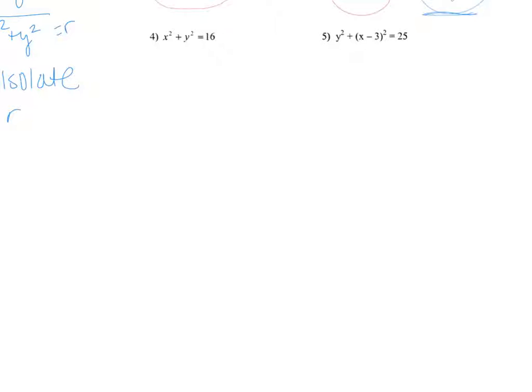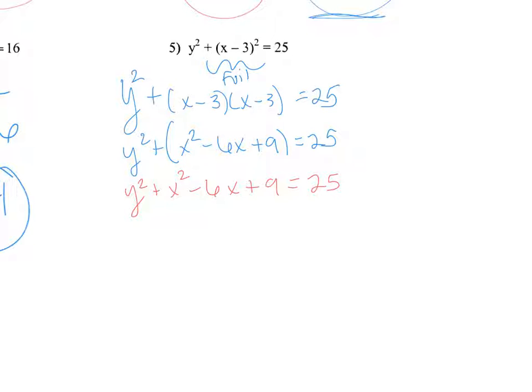Number 4, we replace x squared plus y squared with r squared. r squared equals 16. We want r to be isolated, so we take the square root. So we have r equals 4. That's our final answer.